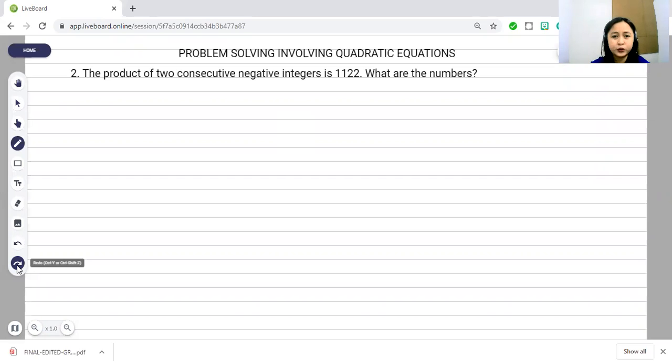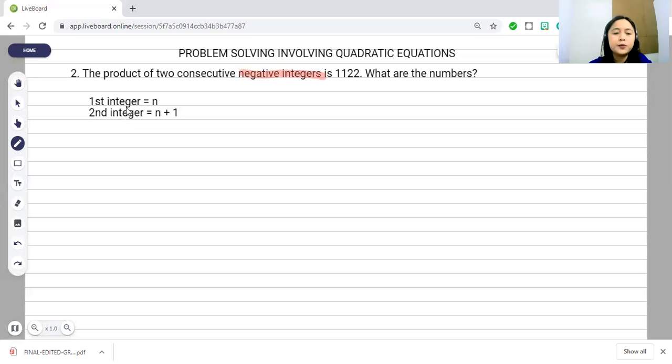Okay, so you have to know what kind of numbers we are talking about in here. We are talking about two consecutive negative integers. And to represent the negative integers, we may use the variable n. Since we're looking for two numbers, we may name our first number as the first integer and the second number as the second integer. And we have to know how to represent the first integer, and how do we represent the second integer?